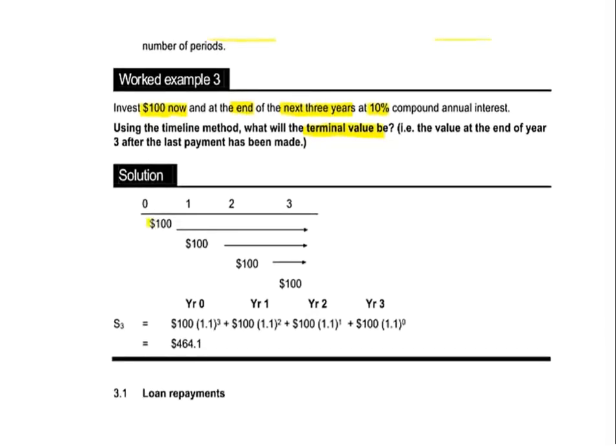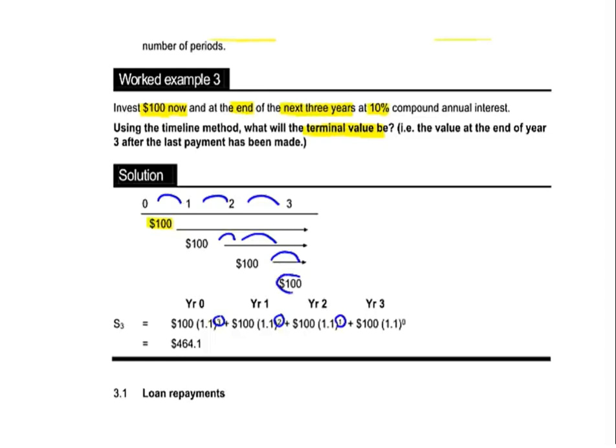happens. So the first $100 then is going to be invested and there will be 3 lots of interest earned on that. So that $100 is going to have grown by 1.1 to the power 3. The second $100, which is invested a year later, will have 2 lots of growth, which is why it's to the power 2. And the third investment made at the end of the 2nd year will only have 1 lot of interest associated with it.